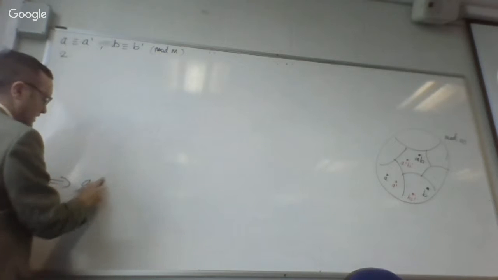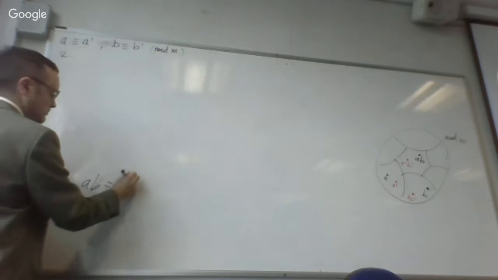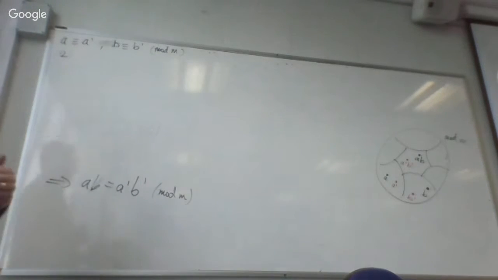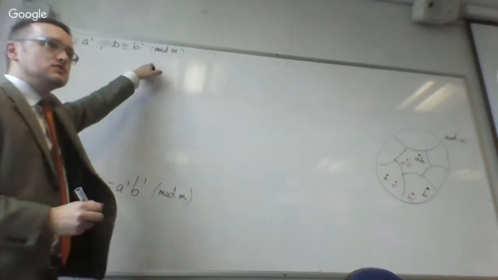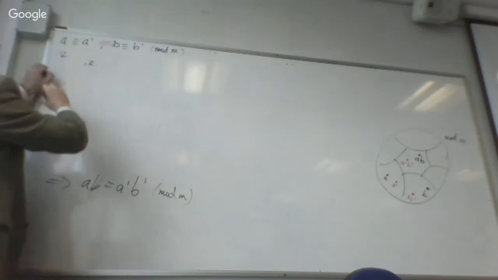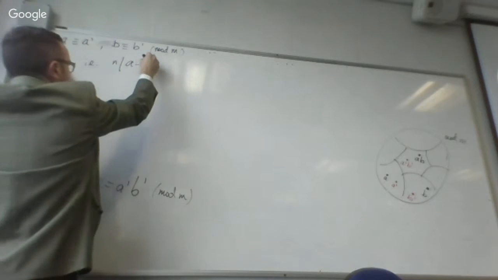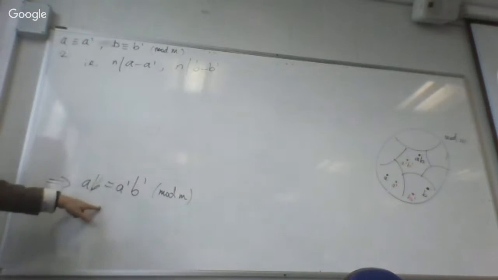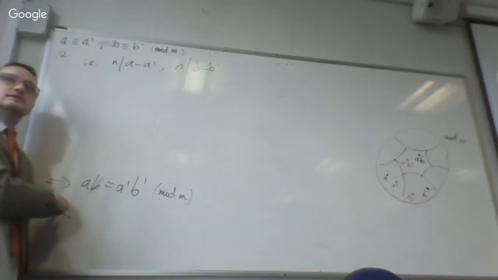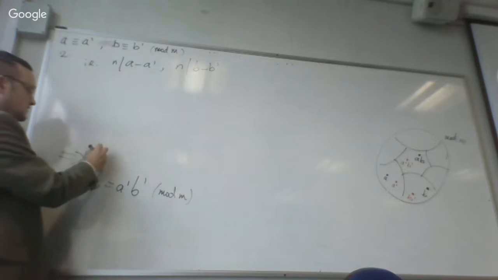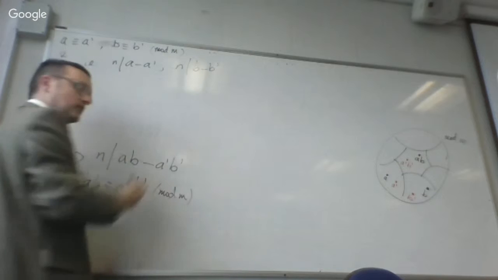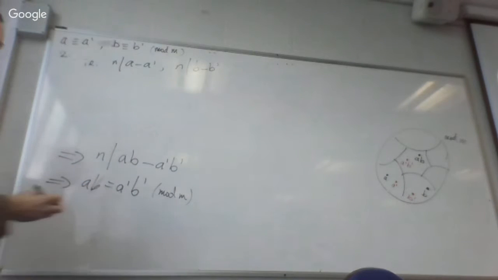We want to prove that AB is congruent to A prime B prime modulo n. We know where we're starting from. We're starting from these assumptions. So we know that n divides the difference A minus A prime, and n divides the difference B minus B prime. Here's where I want to end up. How could you ever end up here? The only way you can end up there is if you show that n divides the difference AB minus A prime B prime. Okay, because that's the definition of this congruence symbol.